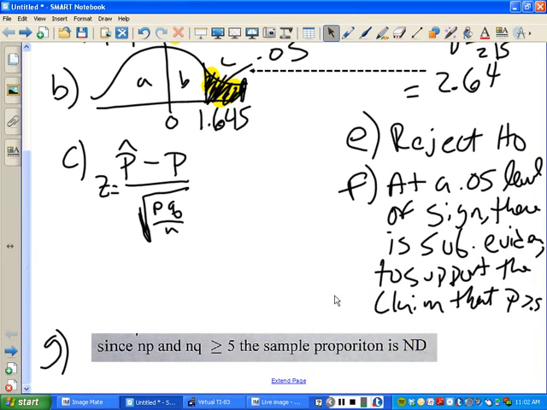Any questions on that one? How could it have changed? If you fail to reject H0, then you don't support the claim. So you just say we do not support the claim. There is not sufficient evidence to support the claim. Okay. All right. With that being said, we'll stop this.